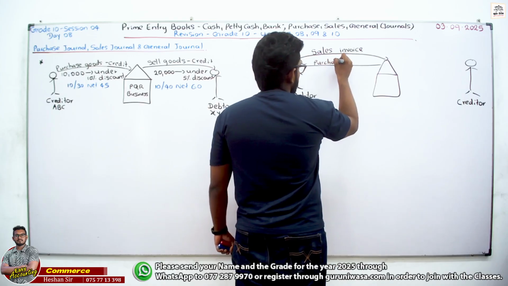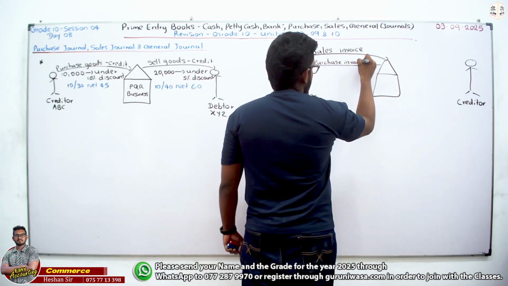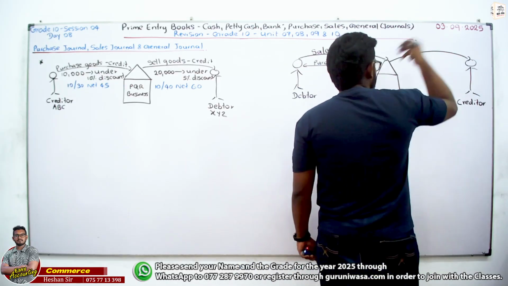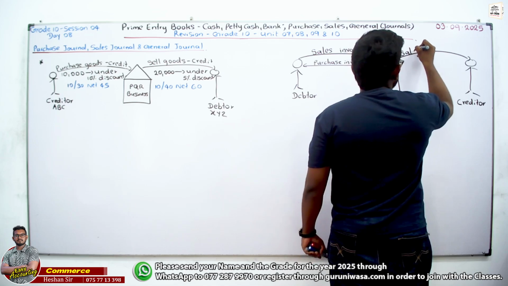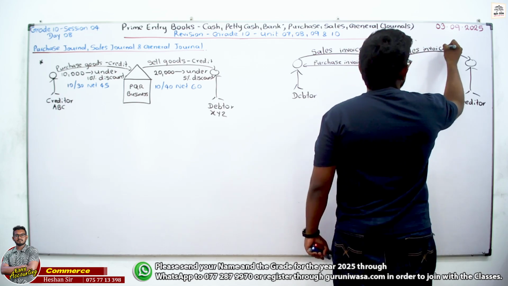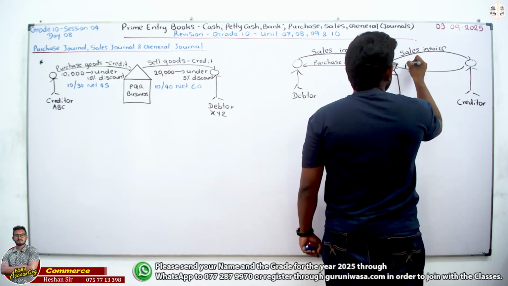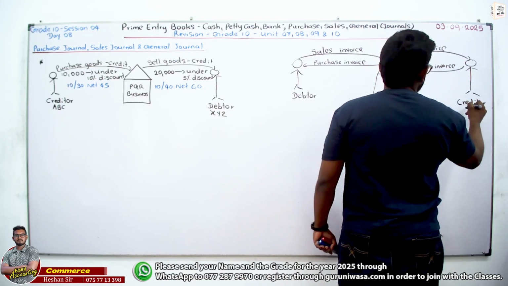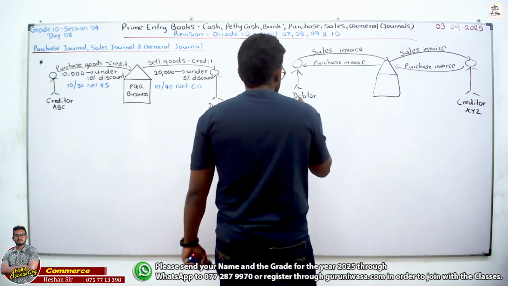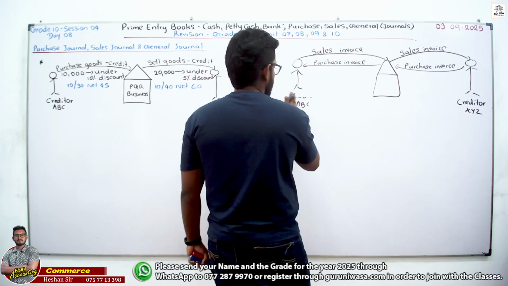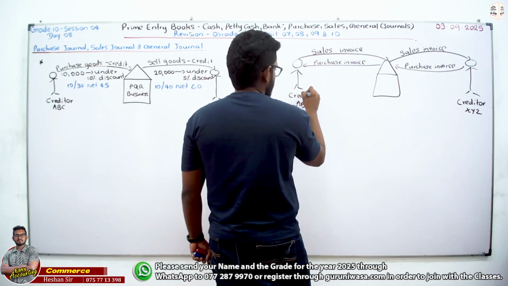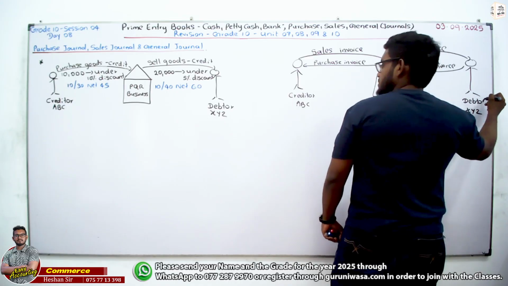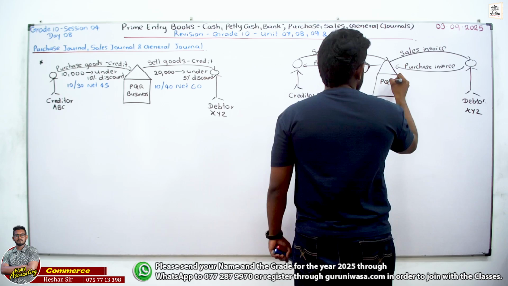Purchase invoice. Now when this business sells to that one, the invoice it sends is the sales invoice. So the invoice sent to us is the purchase invoice. XYZ, ABC. So this is a creditor, because they sell and we purchase. And this one is the debtor. This is the PQR business.